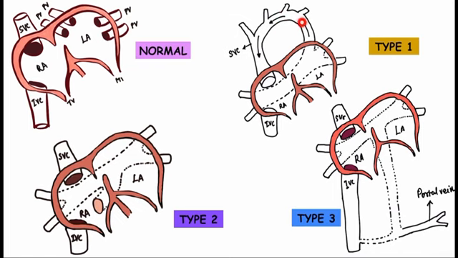The anomalous venous confluence is ascending upwards, and it joins the innominate vein and then drains into the SVC. So what will happen? This will also be dilated, and even the SVC will be dilated. So the brachiocephalic vein or innominate vein will also be dilated in addition to the superior vena cava.